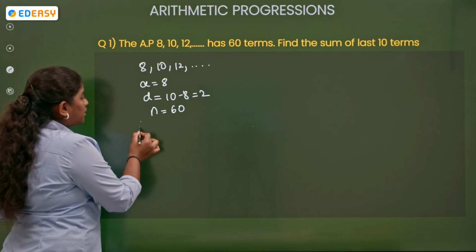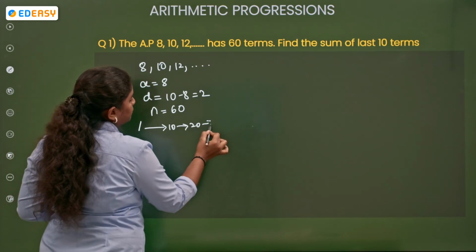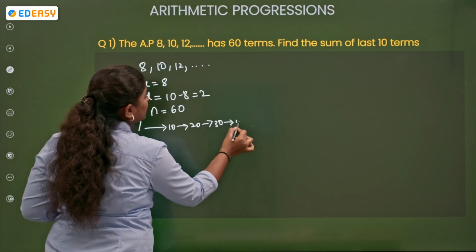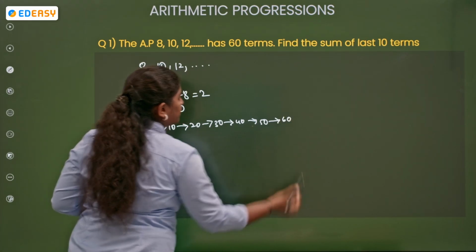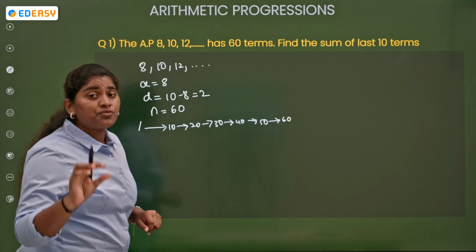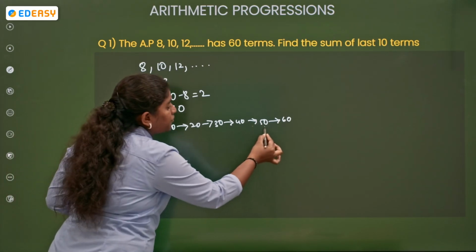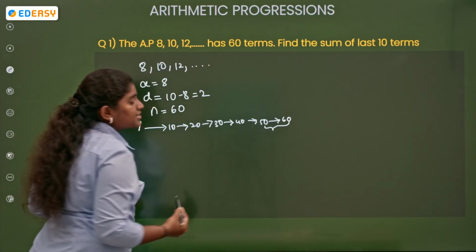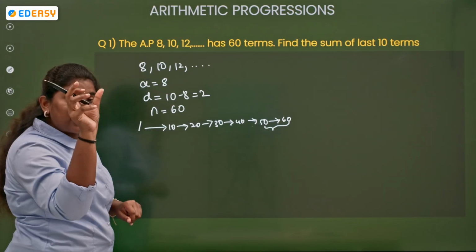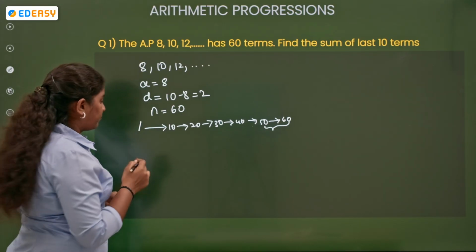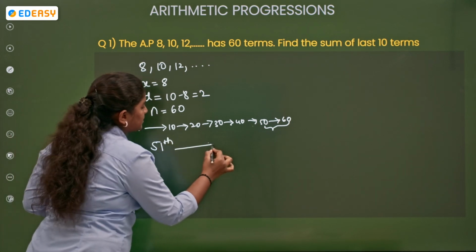Now, 1 to 10, 10 to 20, 20 to 30, 30 to 40, 40 to 50, and 50 to 60. Now they are asking us to find the sum of the last 10 terms. It means we need to find the sum of these last 10 terms. Last 10 terms means that will be another AP, which starts from the 51st term and goes to the 60th term.